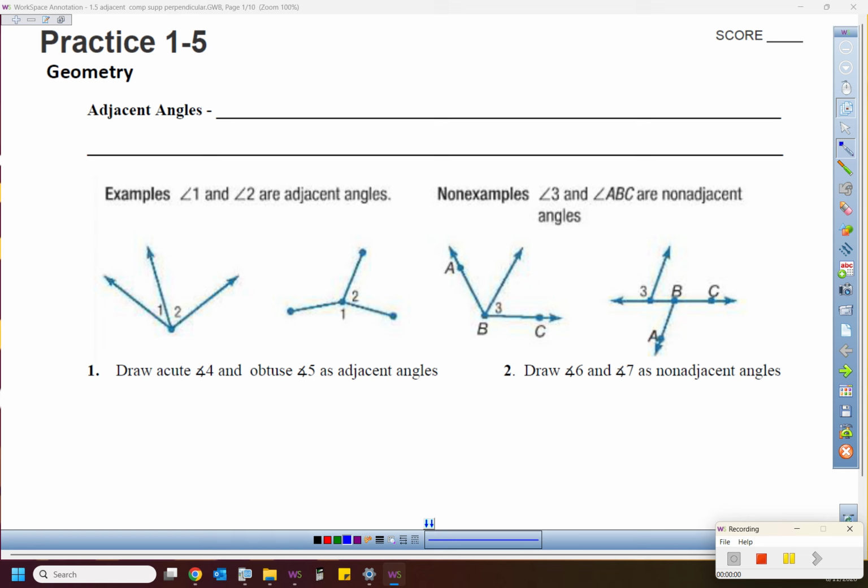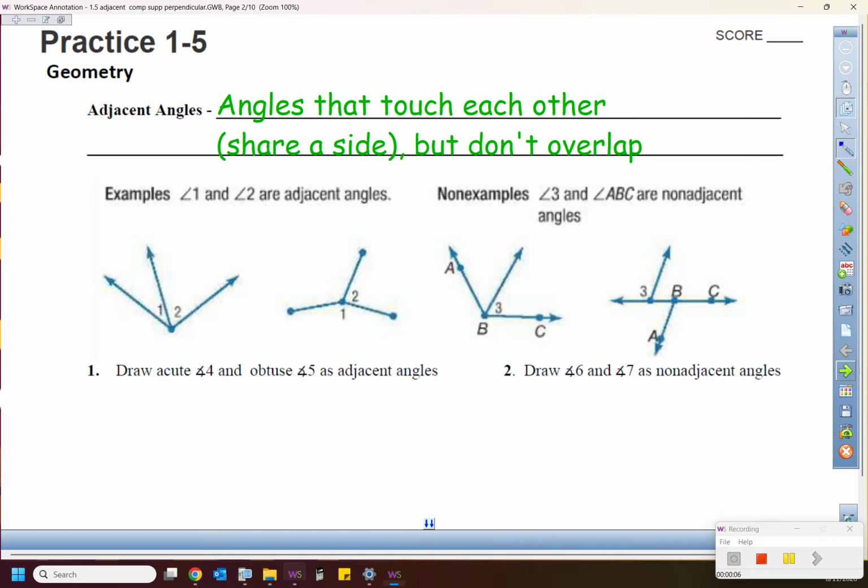All right, 1-5 in geometry. Today we start off talking about adjacent angles. That's a funny word, adjacent. Adjacent angles are basically two angles, or it could be more than two angles, that touch each other, like they share a side, but they don't overlap.